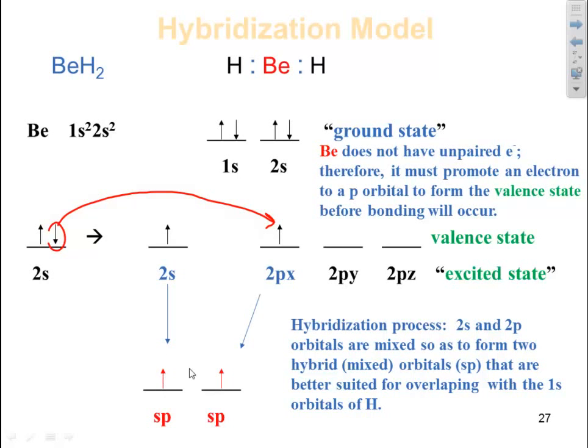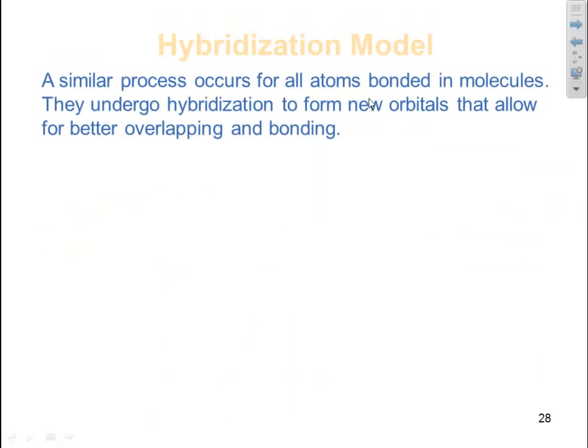So then I have my 1 electron in each one of those, and it is this sp orbital that overlaps with the hydrogen. So you have your hydrogen s, and you have an sp from beryllium that basically overlap and share those electrons. And the same thing's happening on the other side. You got another sp that's overlapping with an s on the other hydrogen for their electrons. A similar process occurs for all atoms bonded in molecules. They undergo hybridization to form new orbitals that allow for better overlapping and bonding.